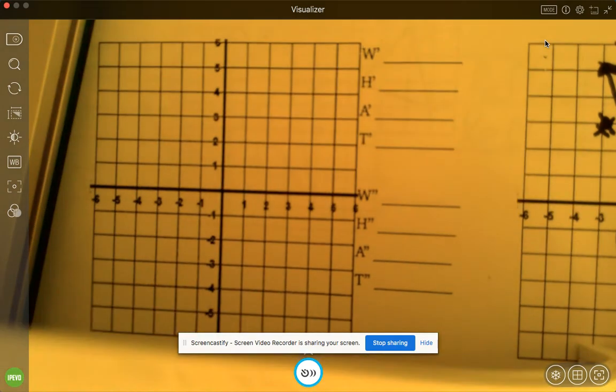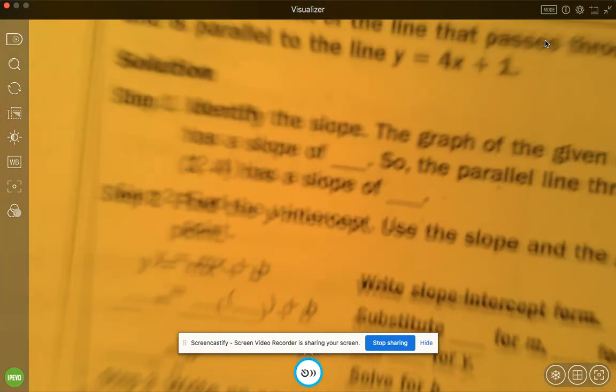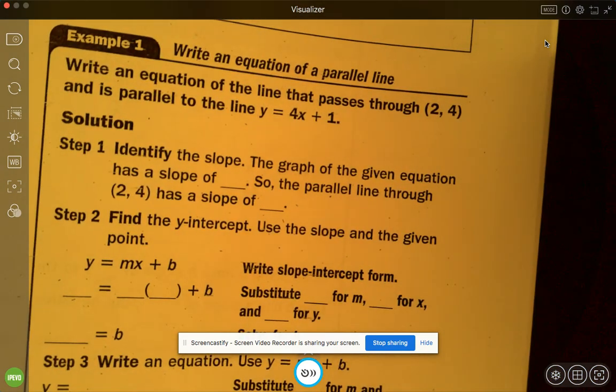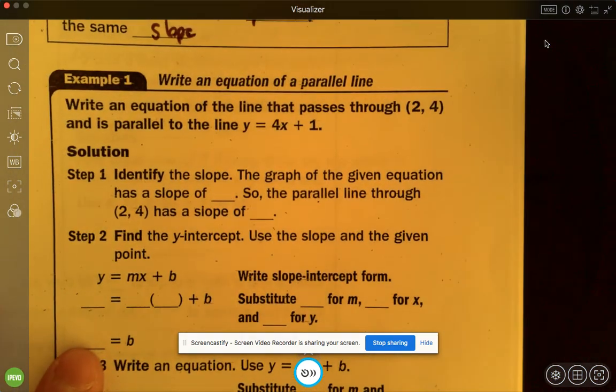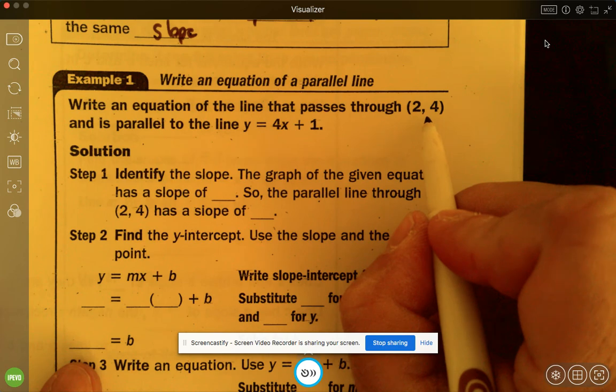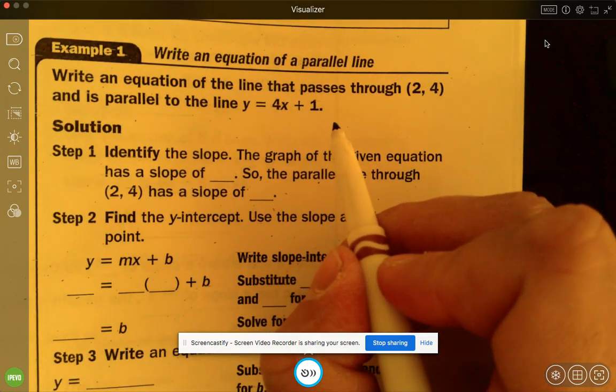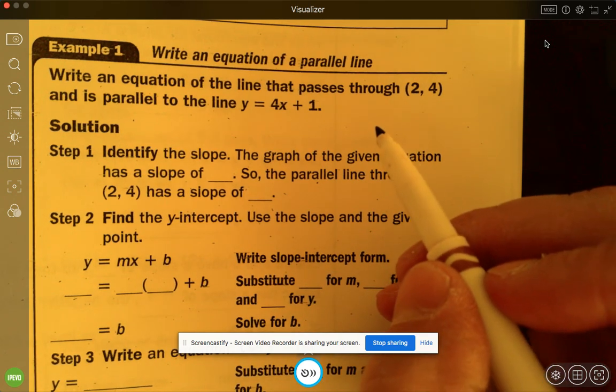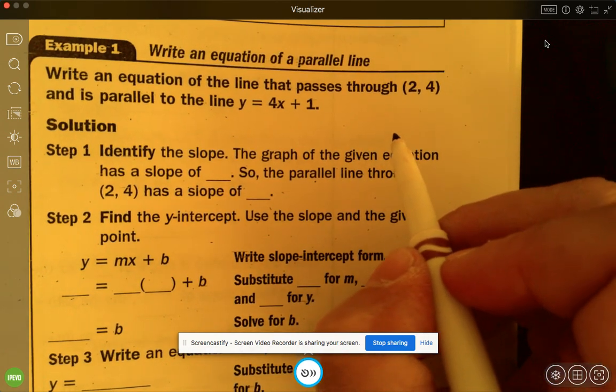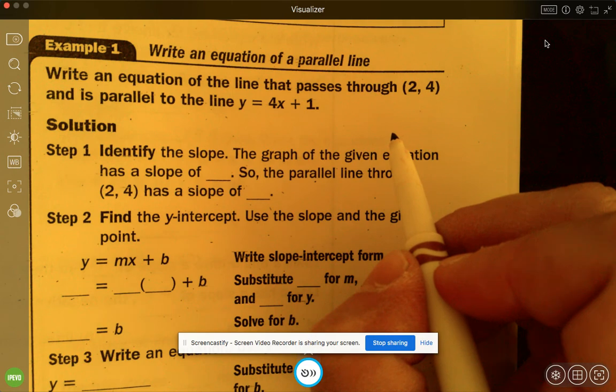So let's go through the example so you can do the checkpoints, and it'll be good for you to try the homework for this section, the second homework really for this section that I'm assigning. So for the first example, it says write an equation of the line that passes through (2, 4) and is parallel to y equals 4x plus 1. So with this one, this is my second time recording this video, so I kind of realized from last video, it's up to you what you prefer.